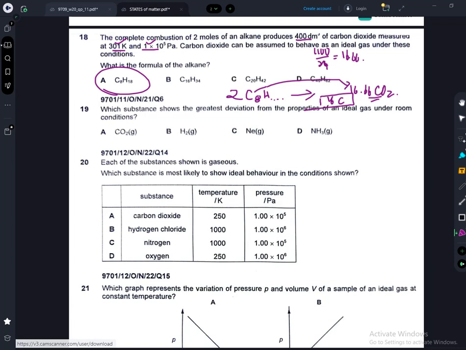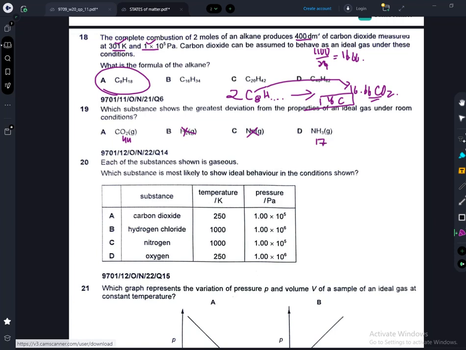Which substance shows the greatest deviation from the properties of an ideal gas under room conditions? MCQ number 19. So CO2, H2, and neon, so they both will show the least deviation. Which of the following has the highest Mr? Carbon is 12 plus 32. This is 44, and NH3 is 14 plus 3, it is 17.